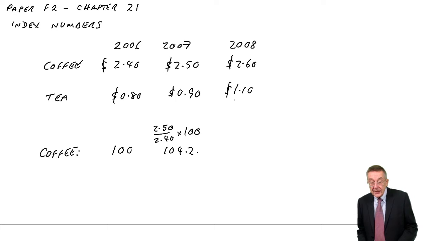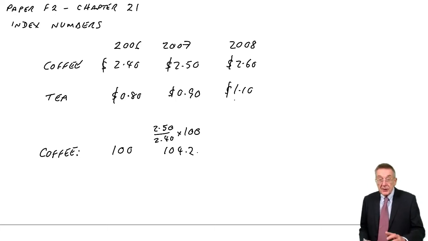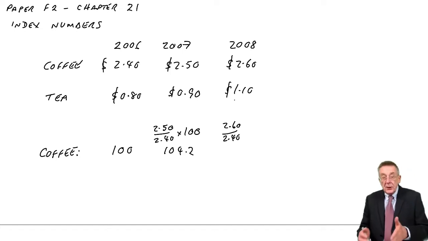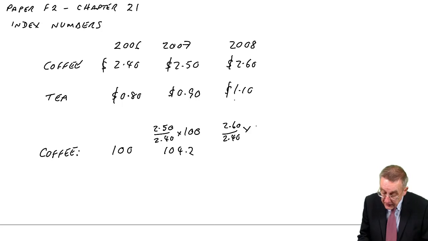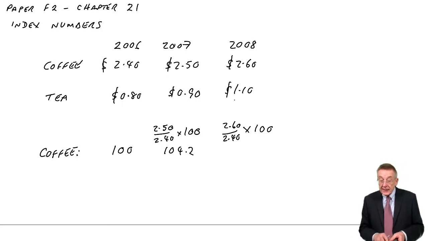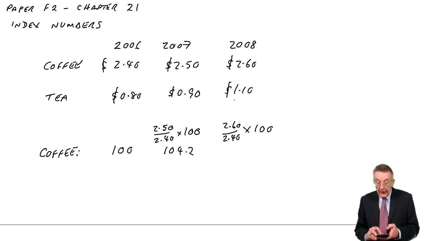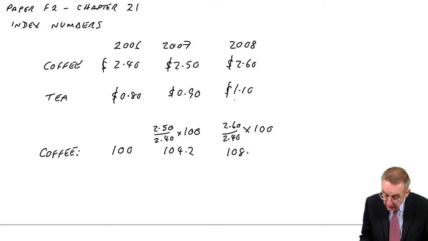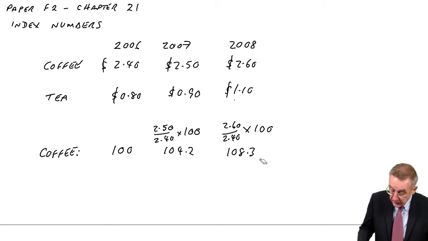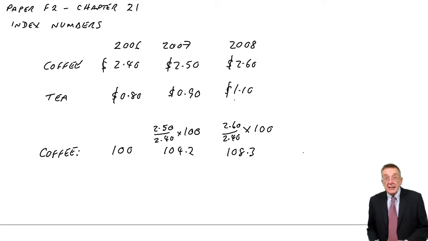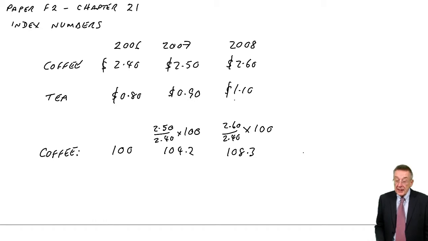And what about 2008? Well, again, in 2006 it was $2.40. It's gone to $2.60. So it's $2.60 for every $2.40 that was 100. And so the index number for 2008, 260 divided by 240 times 100, is 108.33. Oh, I'm keeping it to one place, so 108.3. And so it becomes more obvious, in 2007 it was 4% more than it was in 2006. In 2008 it was 8% more than it was in 2006.